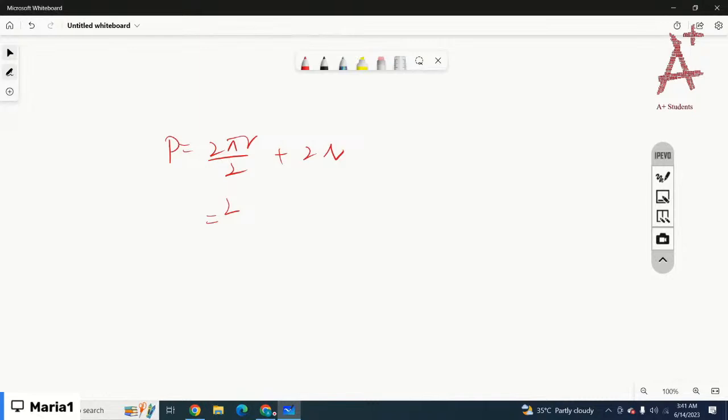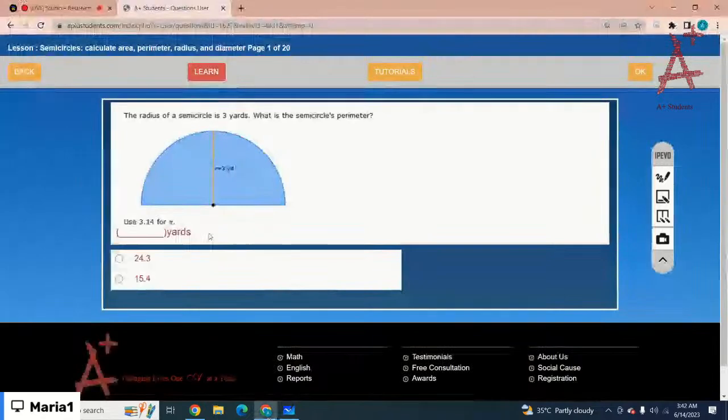The 2 and 2 cancel out, so you are left with just pi, and r is 3, plus 2 times 3. Got it? Just multiply, it would be 6 plus 3 times 3.14. 3 times 3.14 is 9.42, plus 6. So that would be 15.42. That means the perimeter is 15.42. Got it? The second option is the correct one.